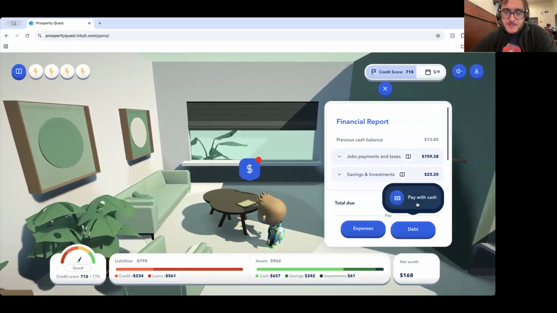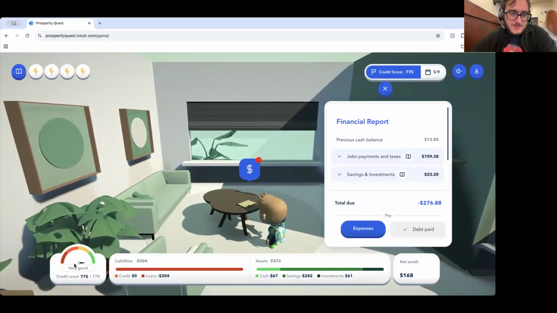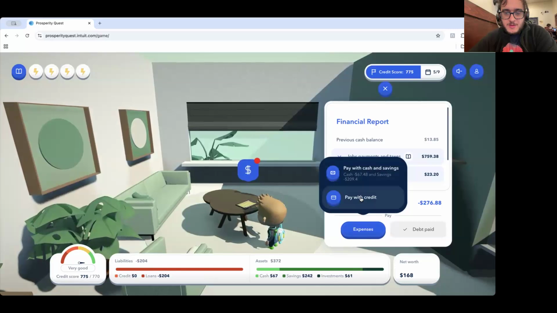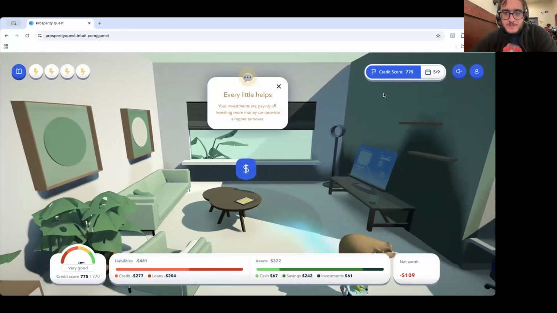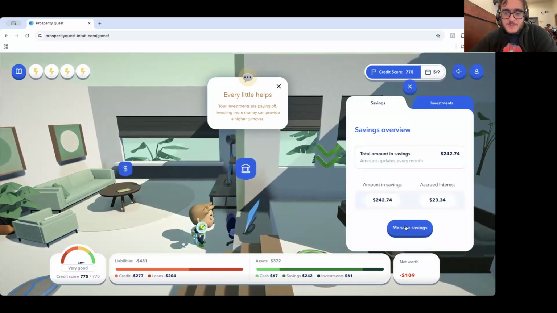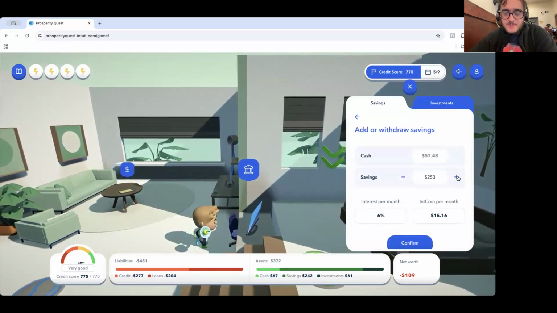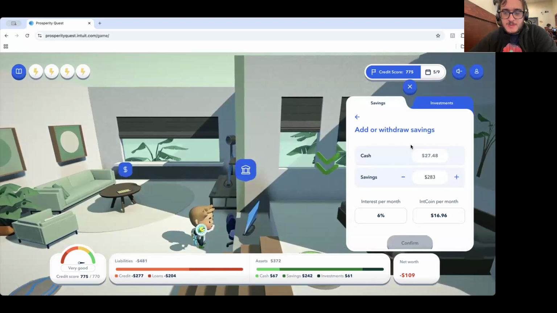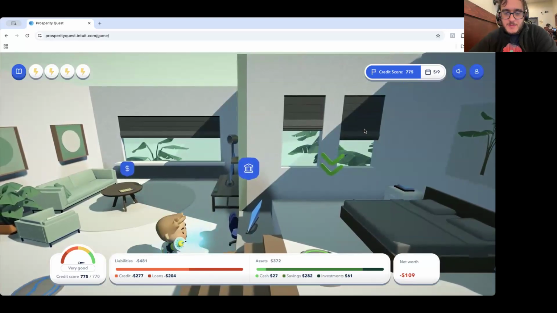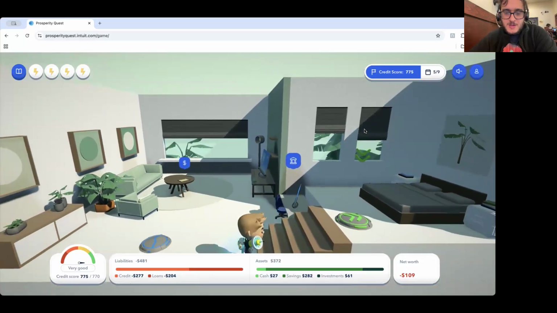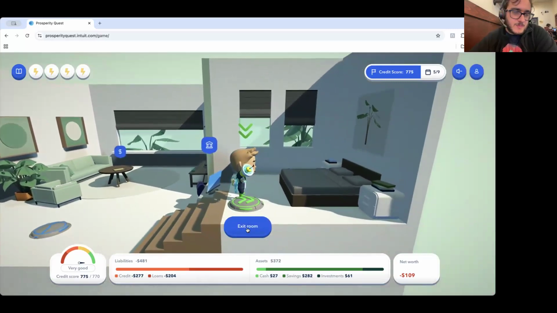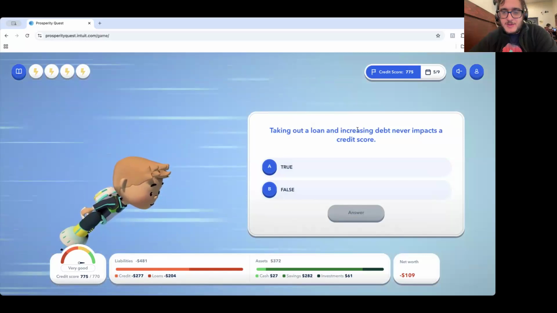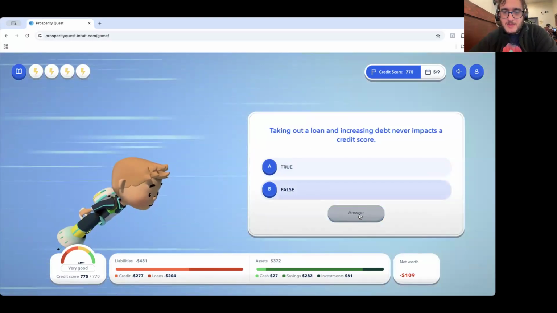Now we're gonna pay our debt first. Always gonna pay the debt down. Okay, now my credit score is 775. Great. Expenses. I'm gonna pay with credit. Manage savings. Do this. Okay. You have a lot in savings, and $27 in cash. Taking out a loan increases debt, and increasing debt never impacts credit score. Nope. True.